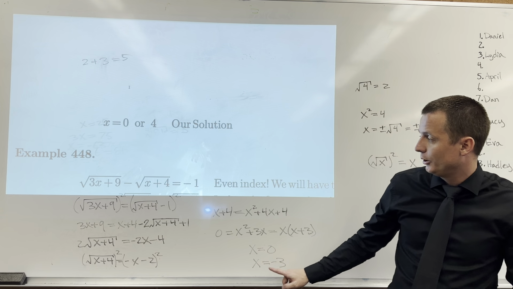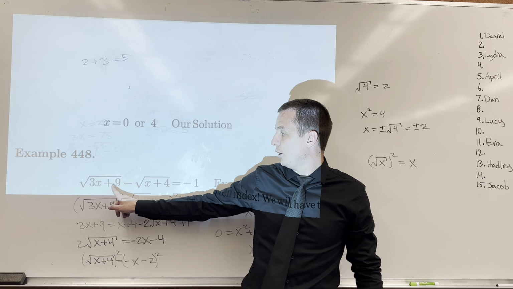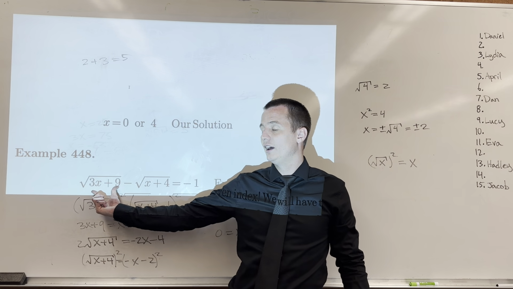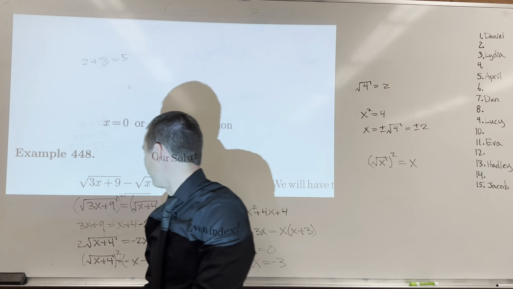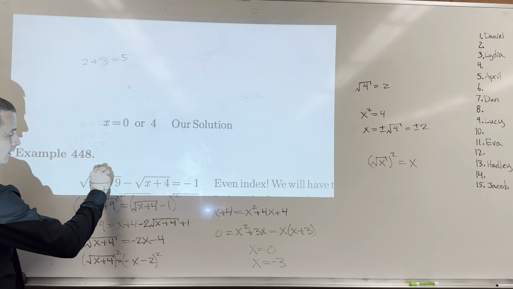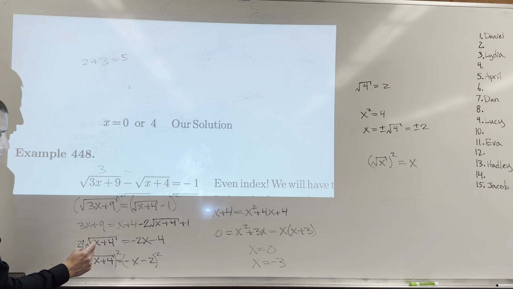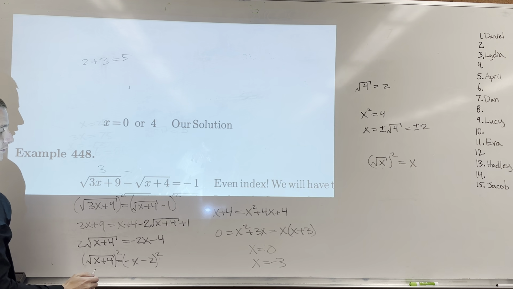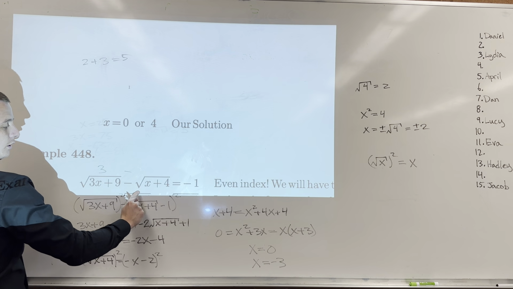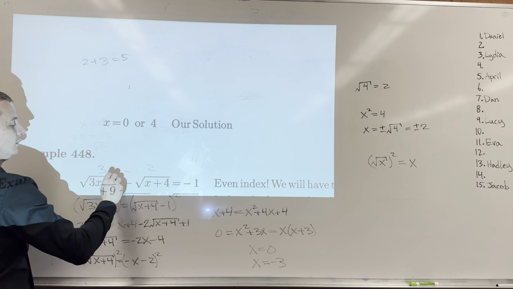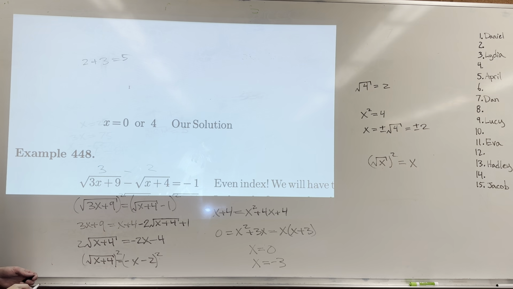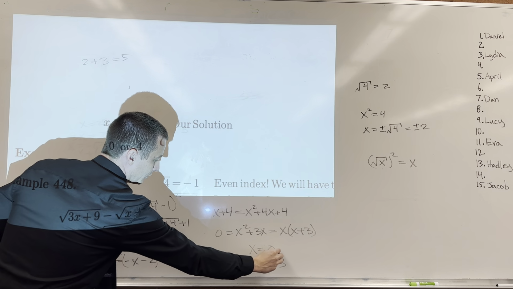So let's plug in 0 really quick. 0 plus 9 is 9. Square root of 9 is 3. So this one came out 3. So we have 3 subtract. What were we plugging in? 0. 0 plus 4 is 4. Square root of 4 is? 2. 3 minus 2 equals negative 1? No. So plugging in 0 doesn't work.